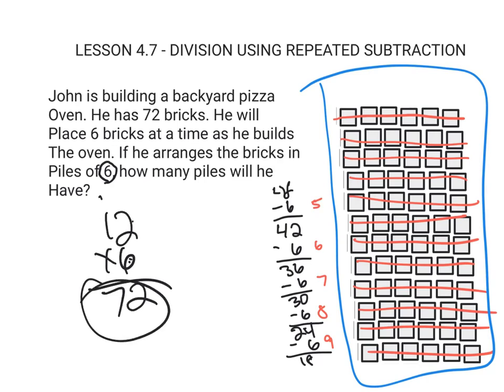Which again, this is a fantastic way. Use multiplication and division to check your answers. So our answer, John, will have 12. He will have piles of 6, and there are going to be 12 piles of 6. So he's good. 12 piles of 6.